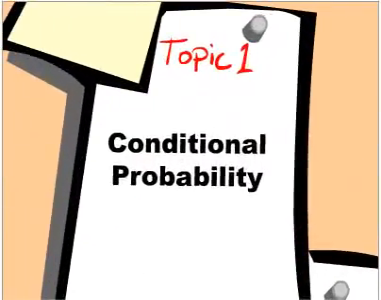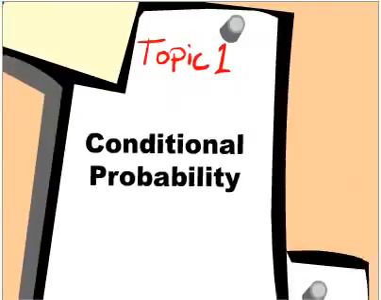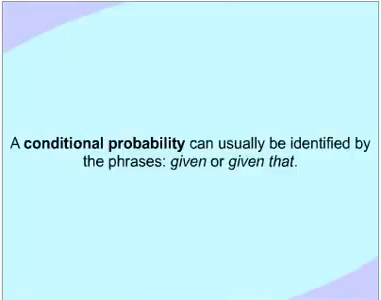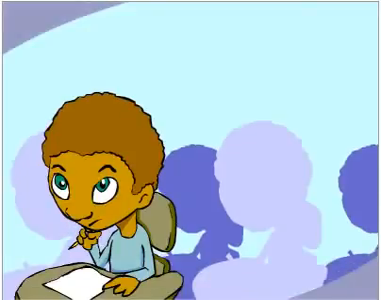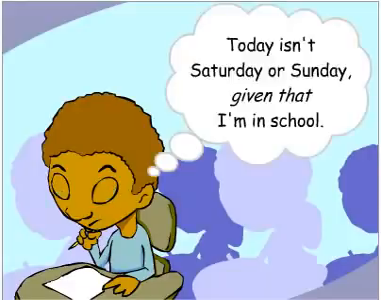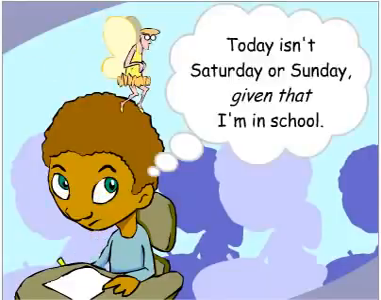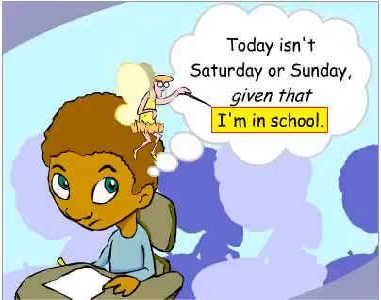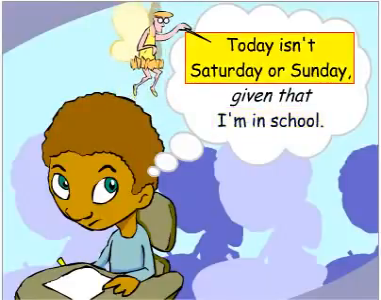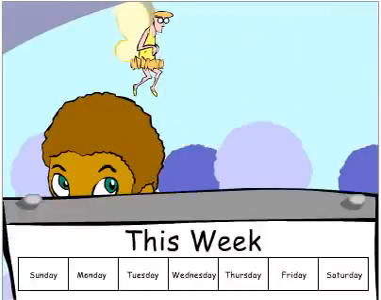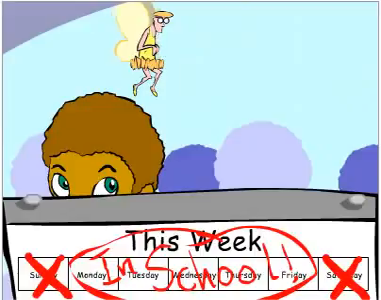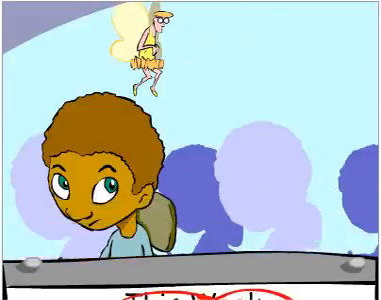I will start by reviewing some basics of conditional probability. A conditional probability can usually be identified by the phrase "given" or "given that." For example, today isn't Saturday or Sunday, given that I'm in school. The "I'm in school" is a condition that affects the probability that today is not Saturday or Sunday. If the condition weren't there, we'd have to include Saturday and Sunday as possibilities for today.